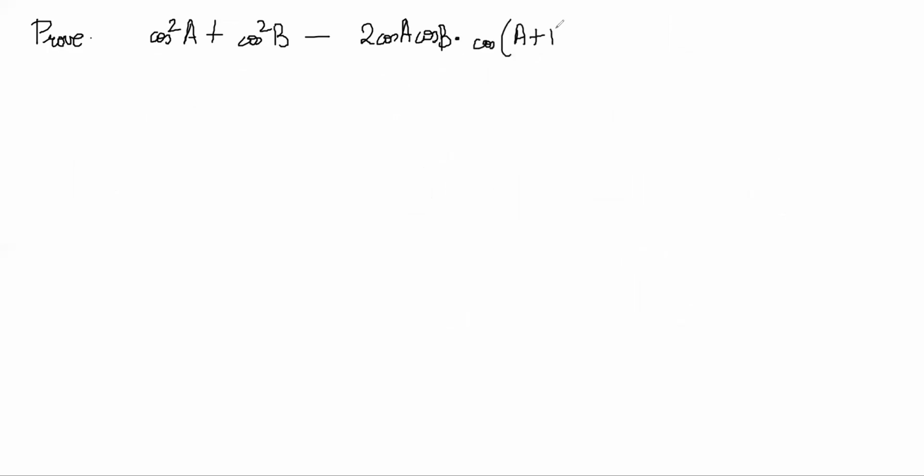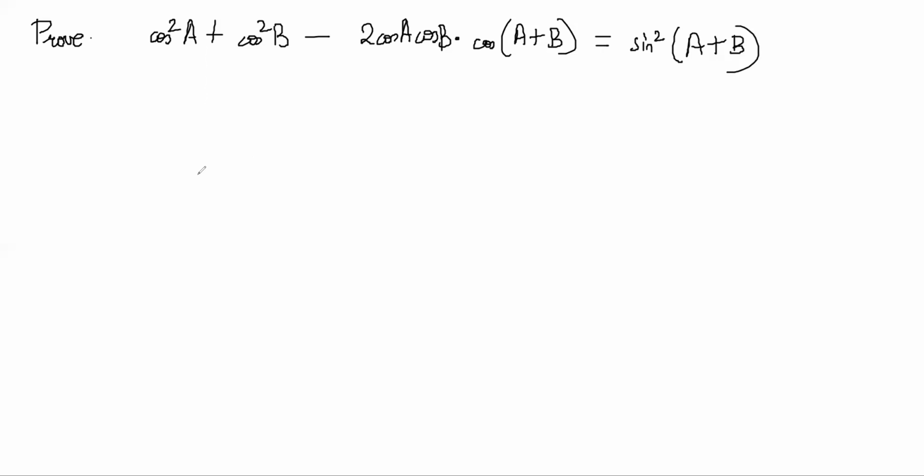Next is: prove that cos square a plus cos square b minus 2 cos a cos b into cos of a plus b is equal to sine square a plus b.